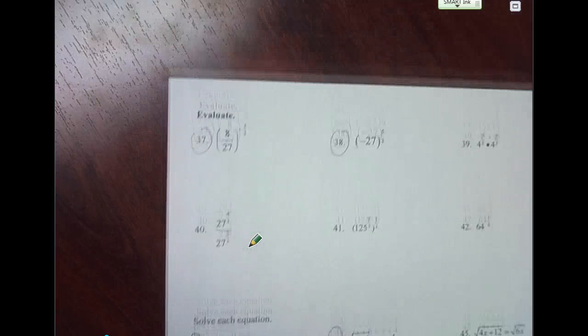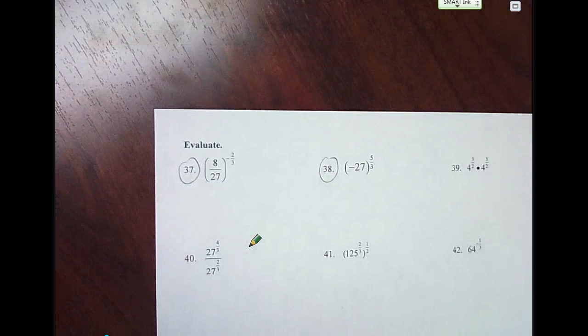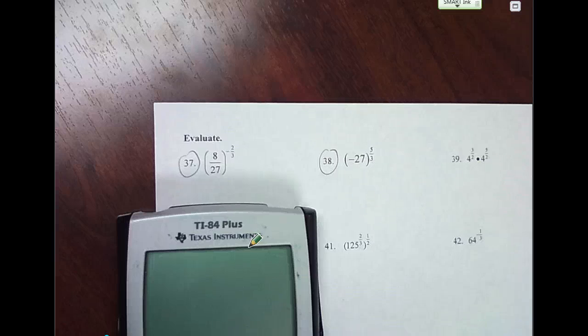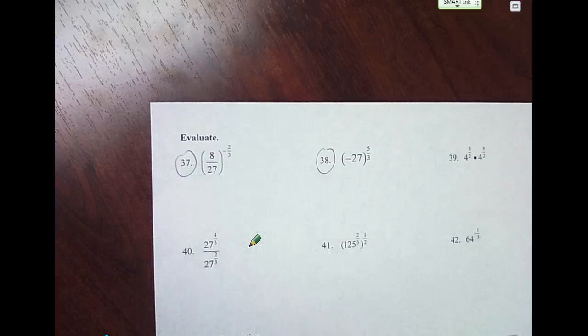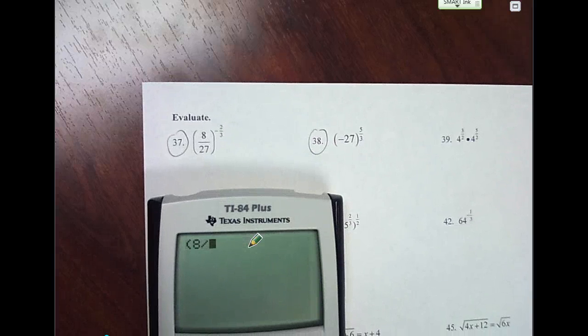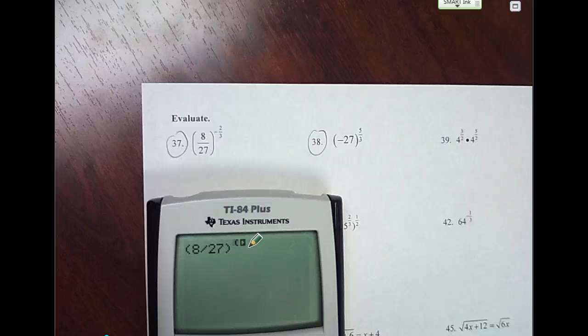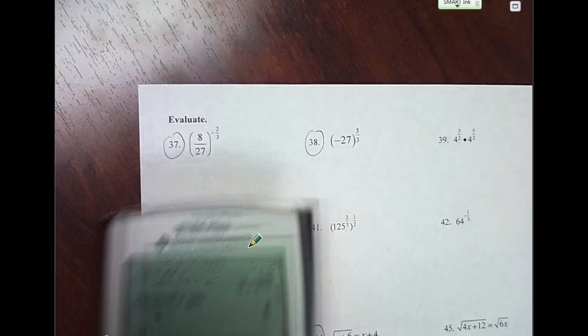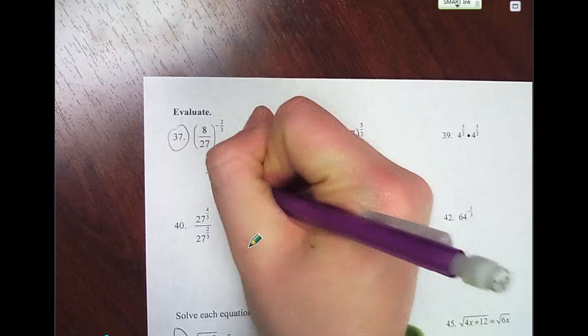Okay, number 37. I would just recommend putting that in your calculator. Just make sure that you do it correctly. Let me use one of the school ones. Okay, so I have 8 divided by 27 raised to the negative 2/3. If you get a decimal, we're going to change that to a fraction by pressing math, enter, enter. So that gives me 9/4.